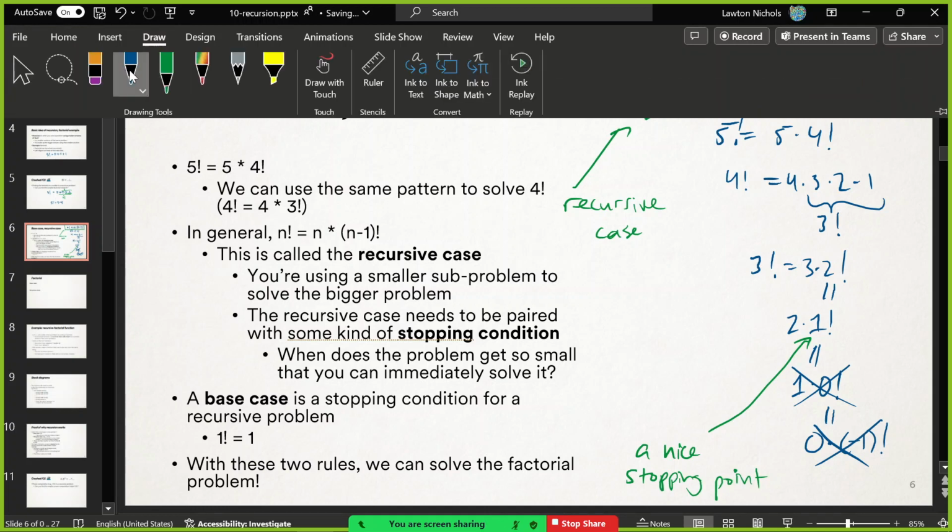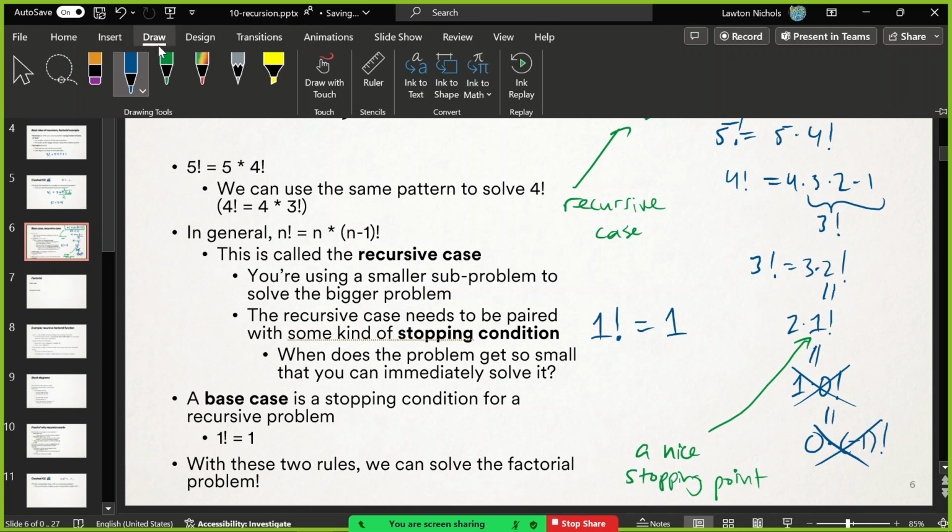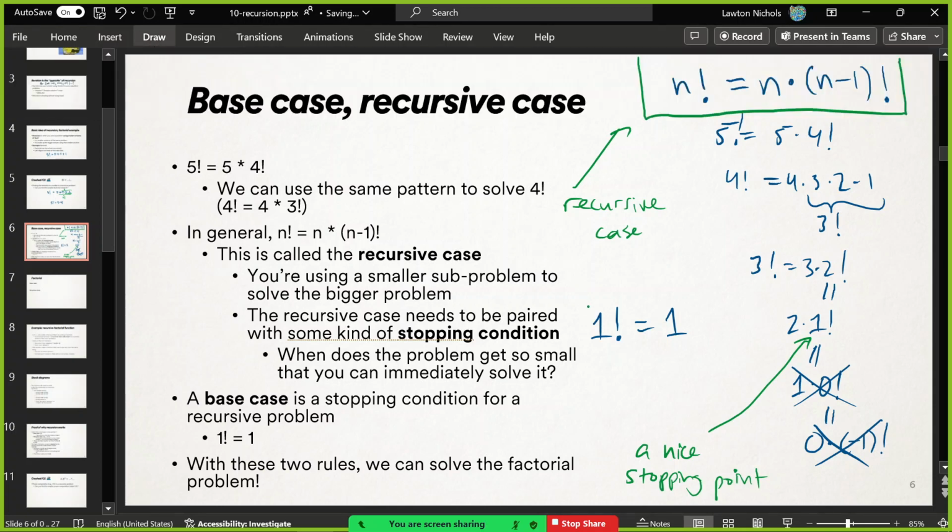That'll be our second rule. If you get down to 1 factorial, and somebody's asking you for that, just immediately give back 1. You don't need to do any smaller factorials. And so that stopping condition is called a base case. Every recursive rule, every recursive case needs a base case somewhere to stop it. Otherwise, it would just keep going forever, infinitely. We don't like that. So that is your base case.